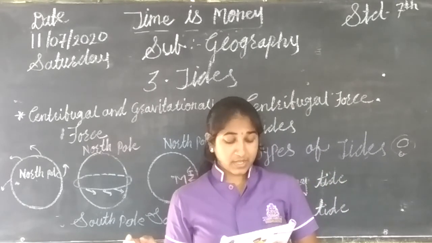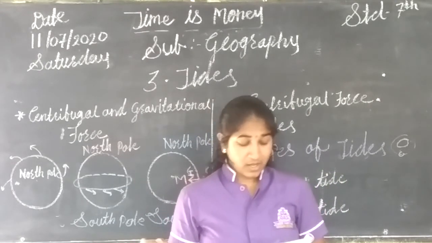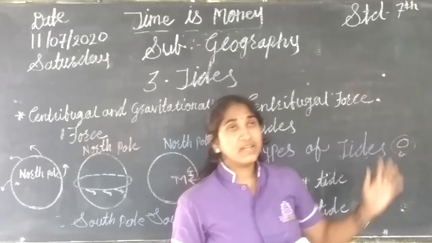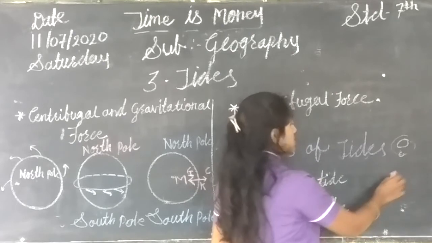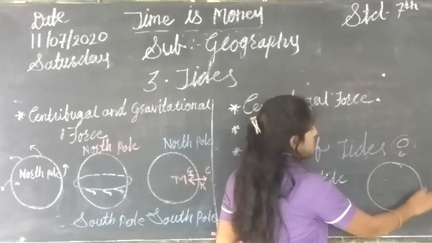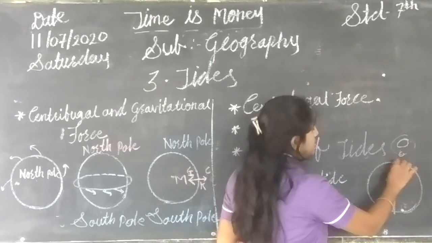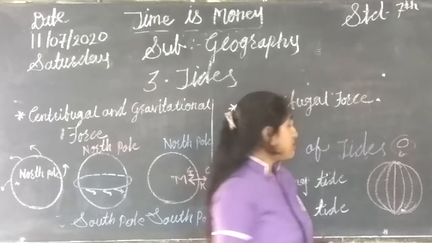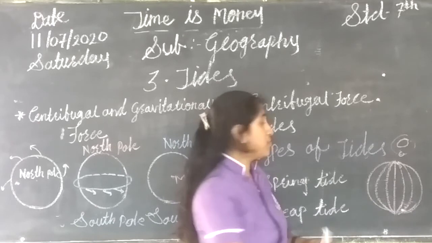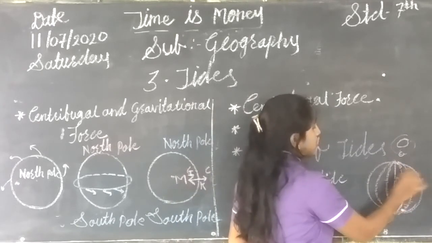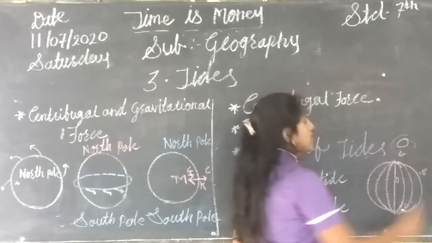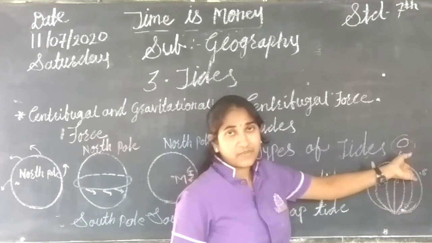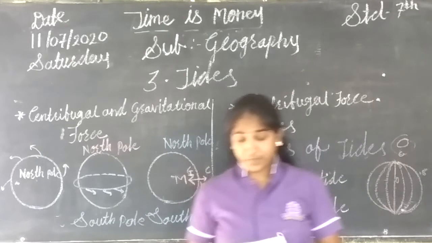When there is a high tide at the 0 meridian, the 180 meridian also experiences the high tide. See, this is our earth, the prime meridian, and these are meridians, right? If there is a high tide at the 0 meridian, this is your 0 meridian, this is your 180, then the same high tide occurs at the 180 meridian also.